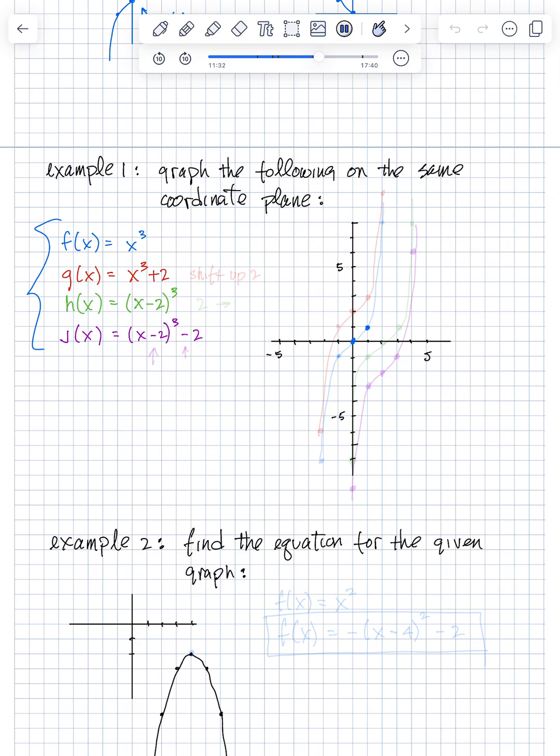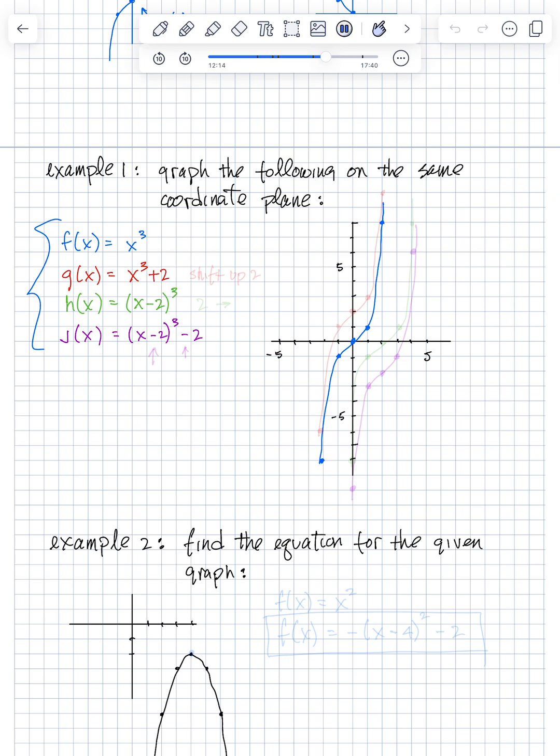Now this is an odd function, so when x is negative 1, y is negative 1. When x is negative 2, y is negative 8. So this is our cubic function, and we'll do our best to sketch this. Okay, so you don't have to label the graph since it's color-coded. We know that blue is the x cubed.